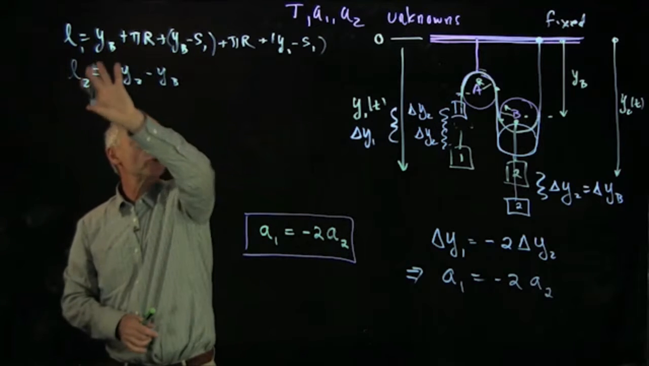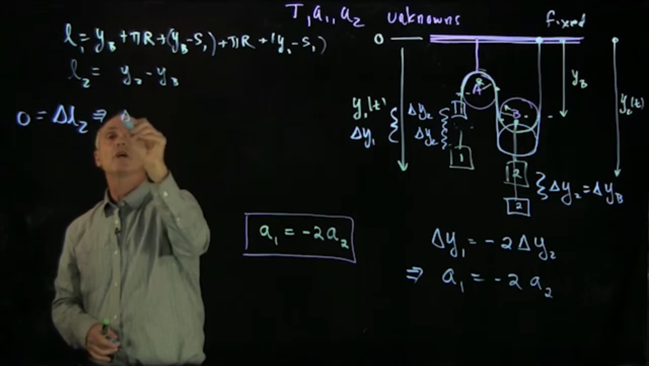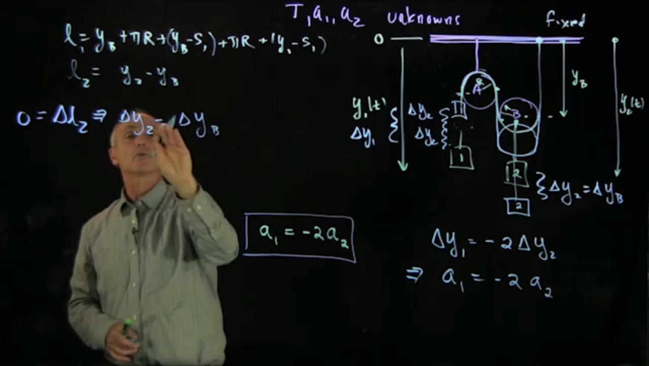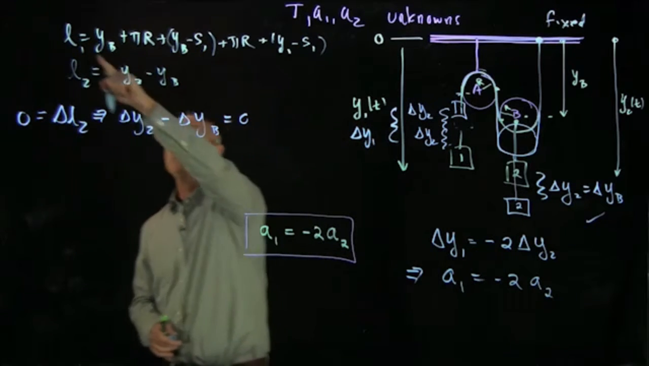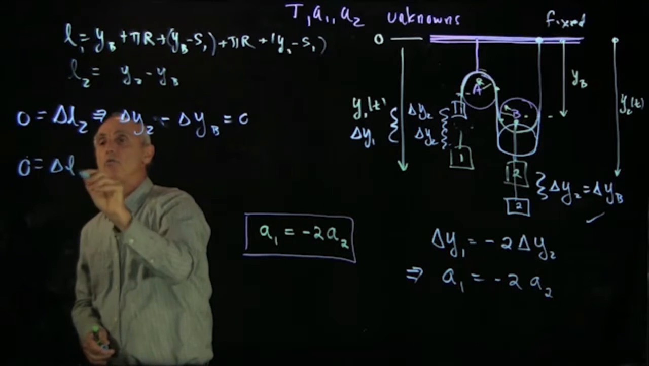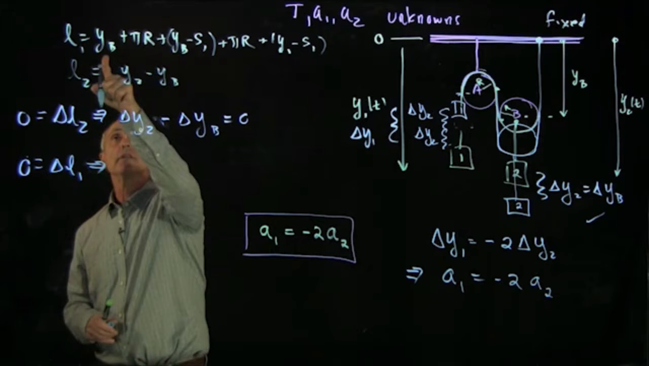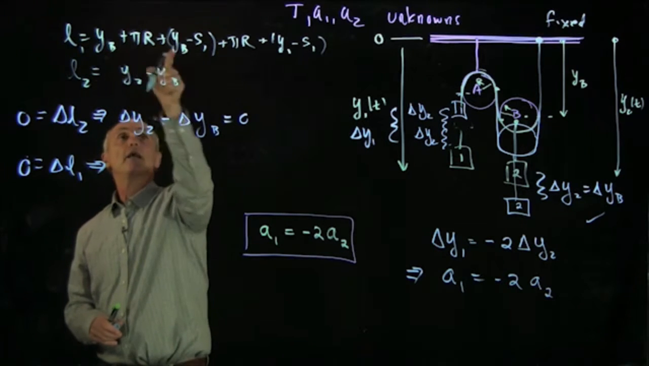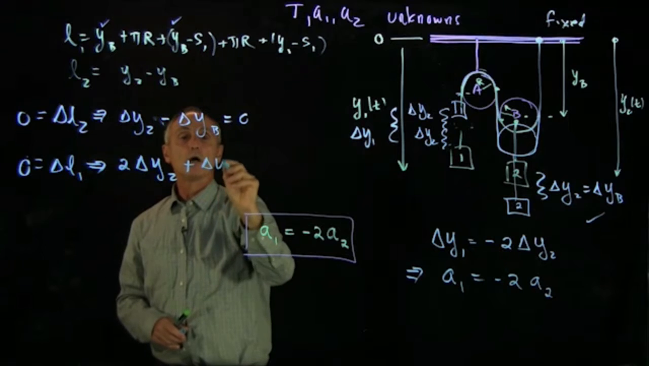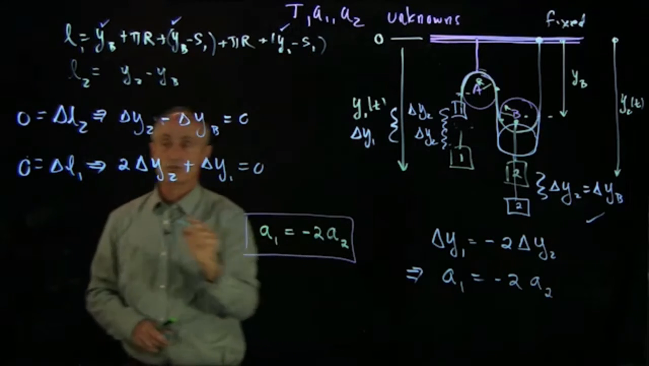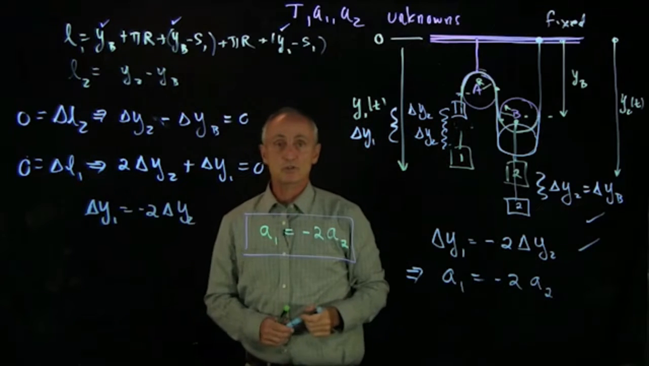But let's come back to our two conditions for length and see the same thing here. Because delta L2 is 0, this tells us that delta y2 is equal to delta yb, so delta y2 minus delta yb equals 0. And that was our condition, that the block and 2 are moving together. And up here, because delta L1 is also 0, and now I'll make that substitution, delta yb is equal to delta y2, so 2 delta y2 here and here plus delta y1 has to be 0 coming from that piece. And so we see that delta y1 is minus 2 delta y2, which is what our virtual displacement argument showed us.